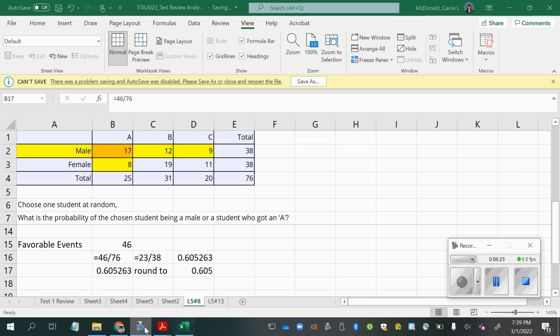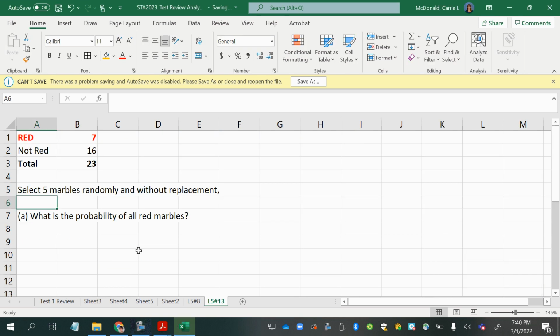All right, so the next question. In this one, we have been told that we have a bag full of marbles, and in that bag, 7 marbles are red and 16 marbles are not red, with a total of 23 marbles. And we're asked to select 5 marbles randomly and without replacement.